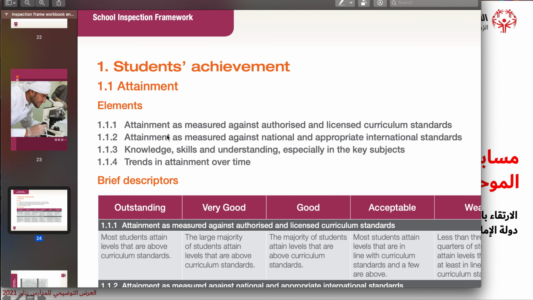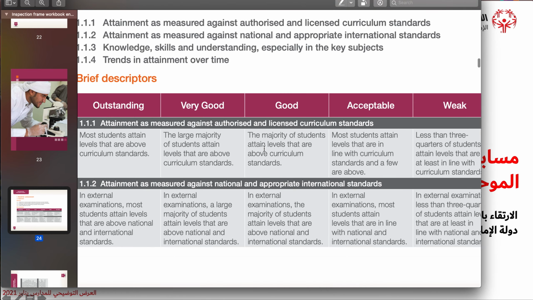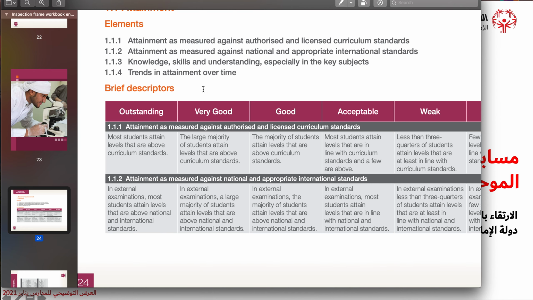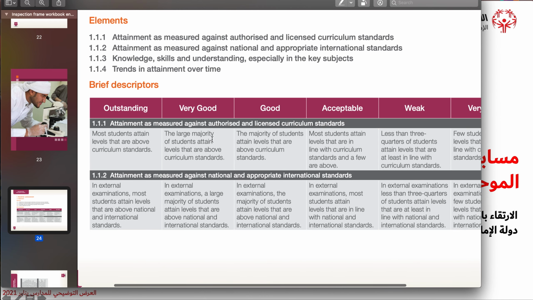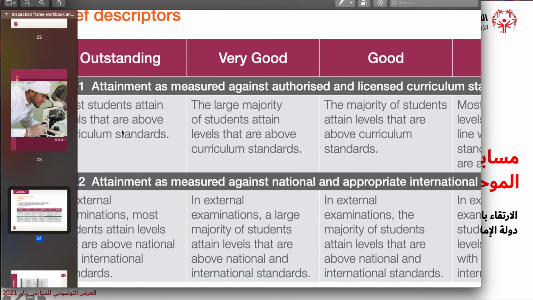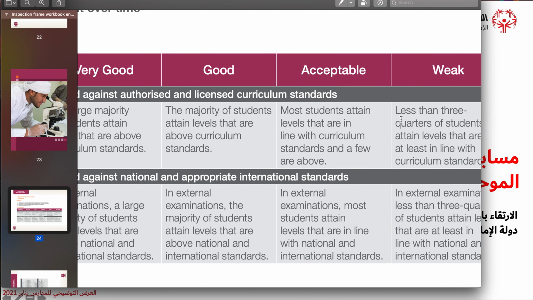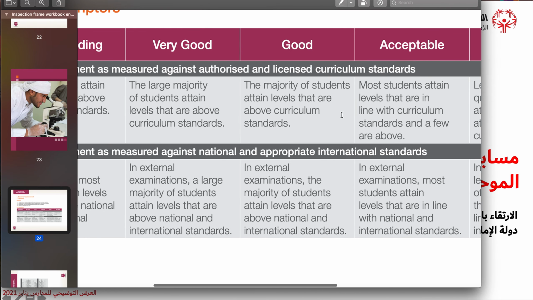The elements would be the attainment as measured against authorized and licensed curriculum standards. The second one is the attainment as measured against national and appropriate international standards, knowledge, skills, and understanding, especially in the key subjects, and finally, trends in attainment over time. And these are the brief descriptors, as we've mentioned before, that each element has, and each descriptor gives you an idea about how the outstanding performance looks like, how the very good performance looks like, how the good performance looks like, how the acceptable looks like, how the weak performance looks like.